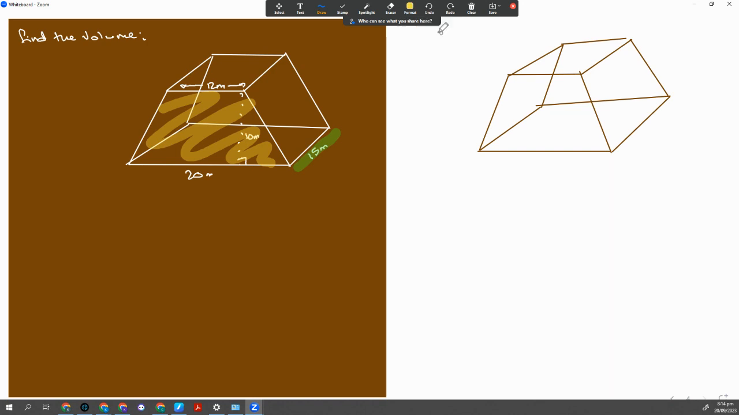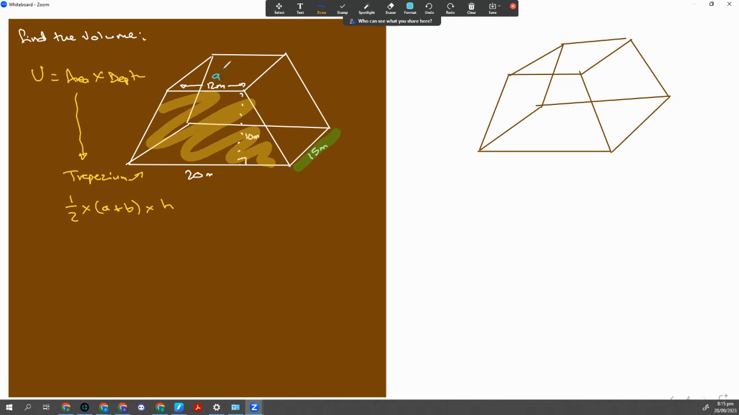Okay, so let's jump into this now. Volume is equal to area of the front, or area of the base of the shape. I'm just going to put area multiplied by depth. Okay, so depth is going to be that. Now the area that we have at the moment is a trapezium. That's this shape in front. And the area of a trapezium is given by half times the two parallel sides added, multiplied by the perpendicular height.